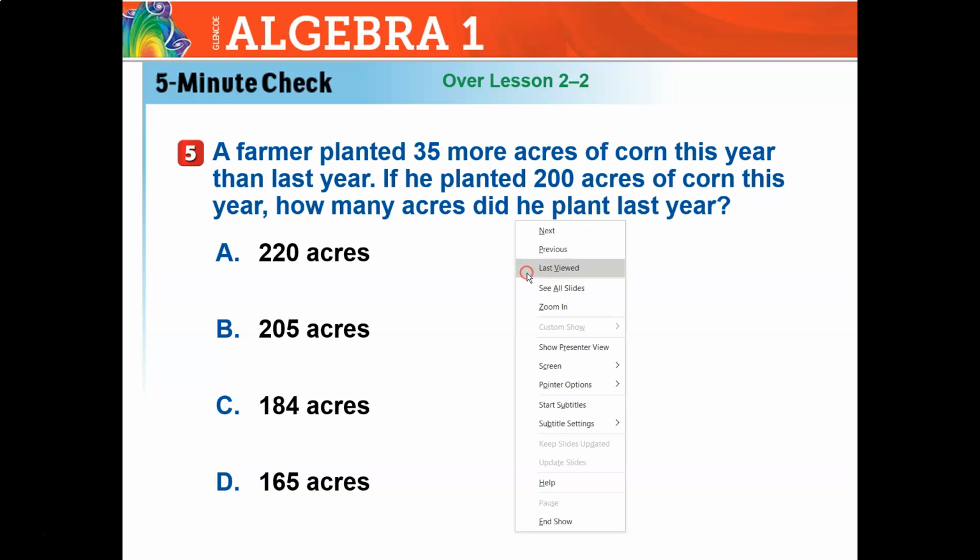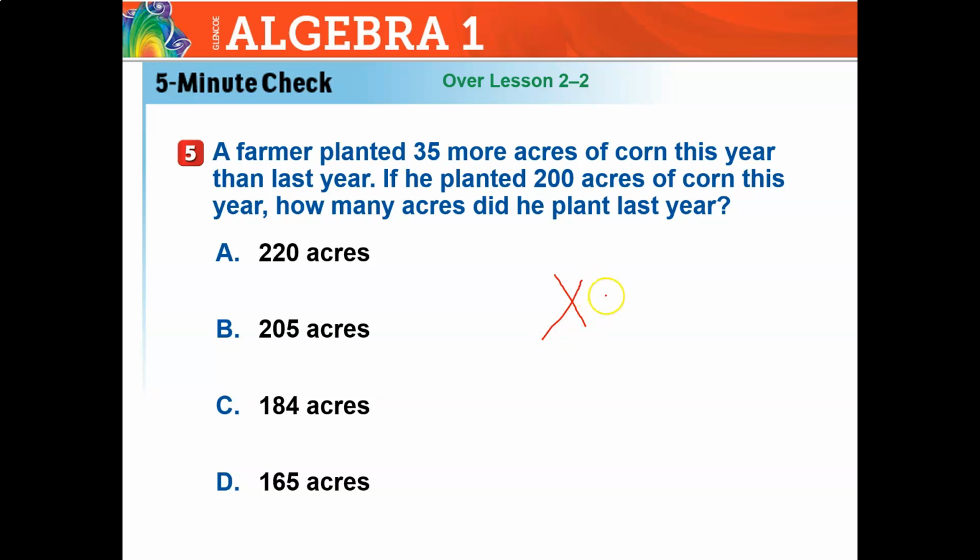So x plus 35 has to equal 200. 200 is what he planted this year. We know it has to add up to 200. X is what he planted last year plus the 35 more acres.